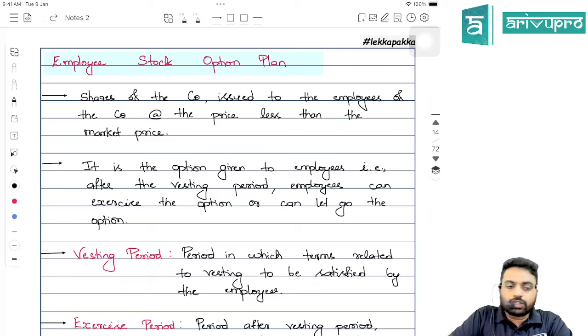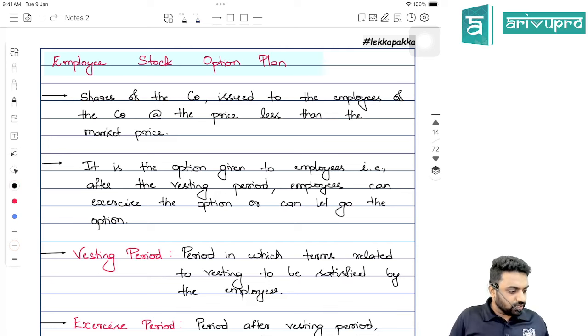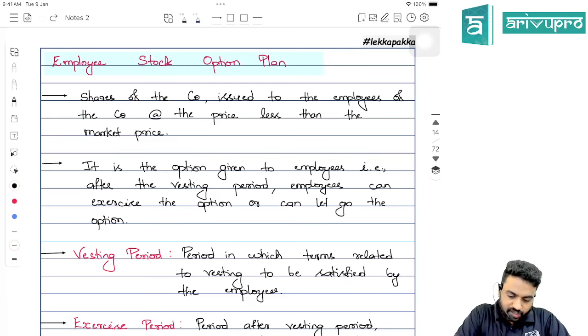Why will the company do that? Either to get target-based work done, or to make sure they retain the employees for a few years, right? So it might be for any reason. ESOP could be for any reason, but what is the benefit to the employees, sir? They will get the shares at less than the market price.